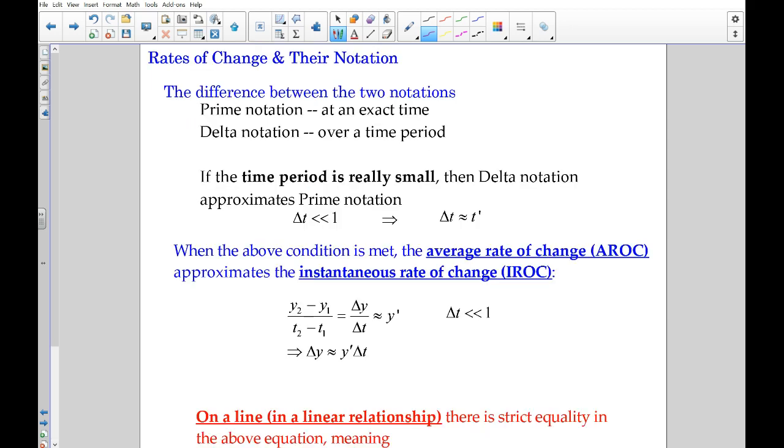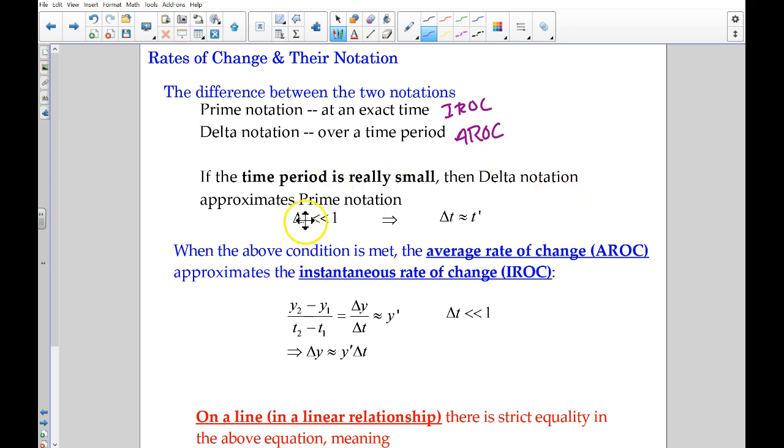Alright, so just to summarize what we talked about, prime notation is used at an exact time, typically with instantaneous rate of change, and delta notation is over a specific time period, so average rate of change. And then to convert between the two, again, we were talking about an average rate of change if that interval gets increasingly small. So if that difference becomes 0 or approaches 0, we can use the average rate of change to estimate the instantaneous rate of change. So that's really what I'm saying here.